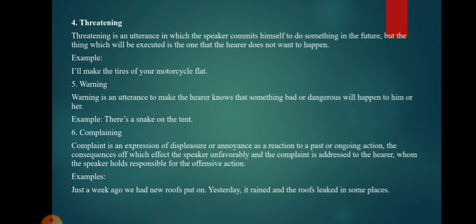Then the next is warning. Warning is an utterance to make the hearer know that something bad or dangerous will happen to him or her. For example, "There's a snake in the tent." This is a warning, that we must tell people, warning them that there is danger, there is a snake there. So the speaker wants you to leave that place.